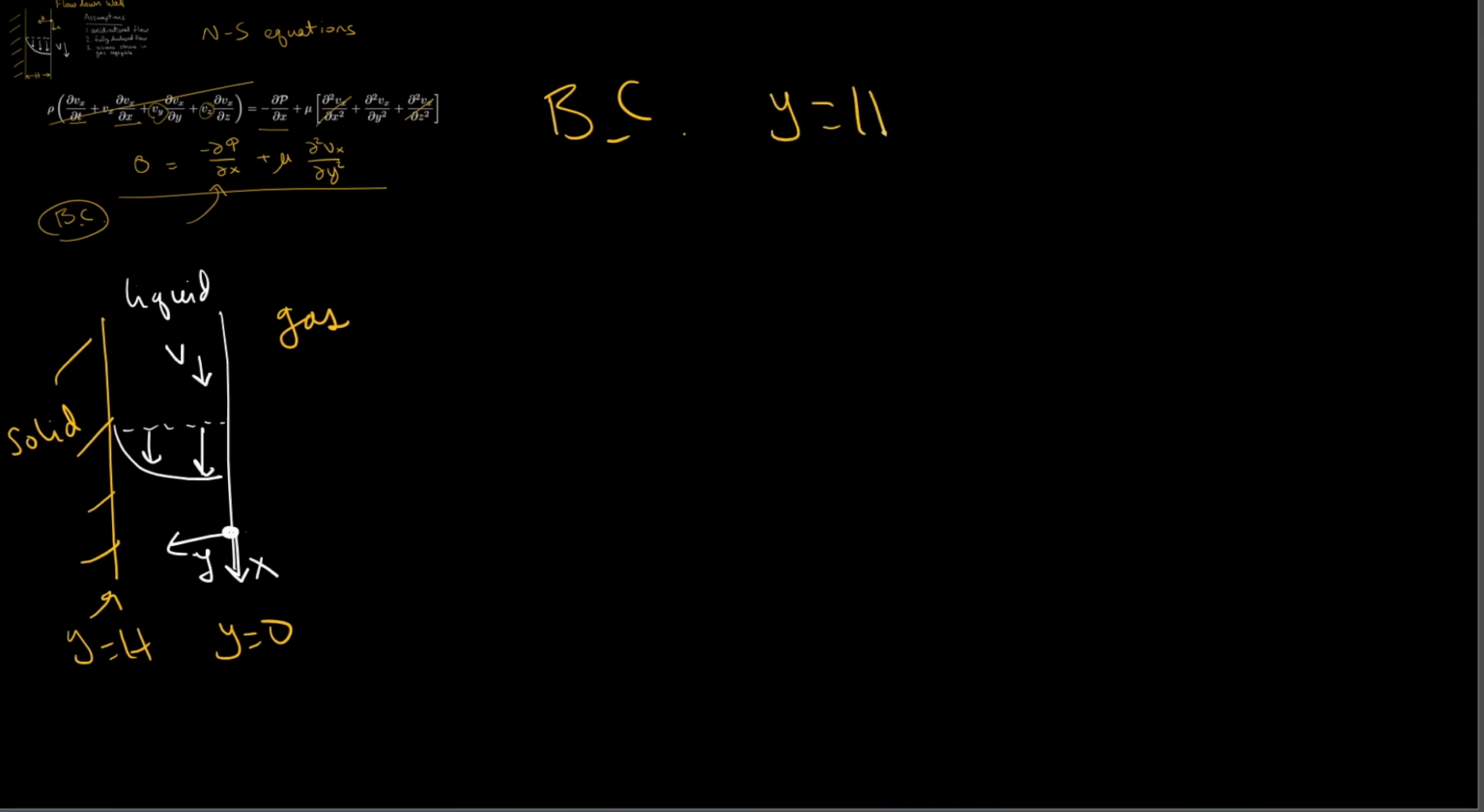For y is equal to h, we're going to use a no-slip boundary condition and say that the velocity in the x direction is equal to 0. This is a pretty standard boundary condition in a lot of these problems. We don't have any flow right at the surface of the wall. At y equals 0, we're going to use a no-stress boundary condition.